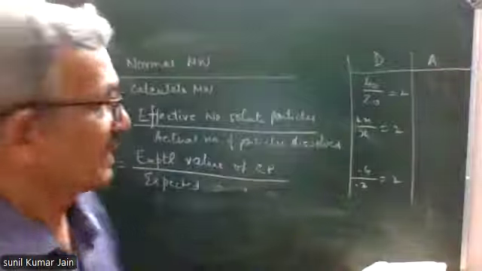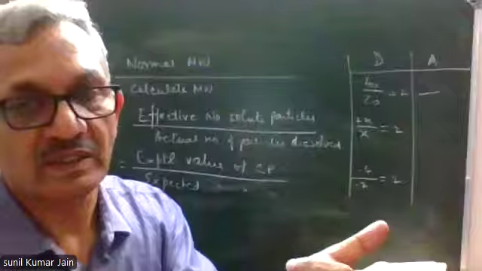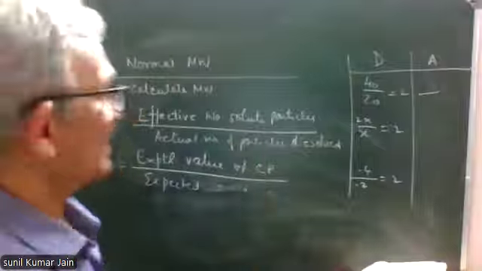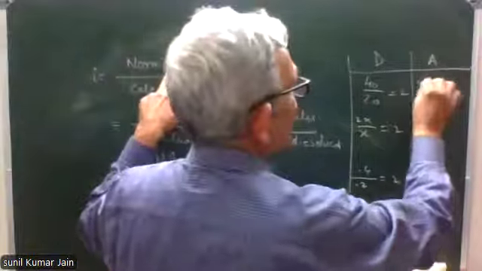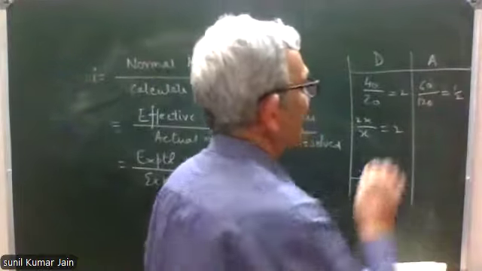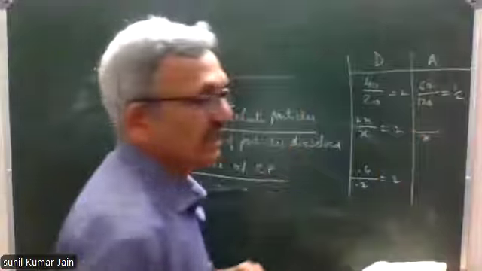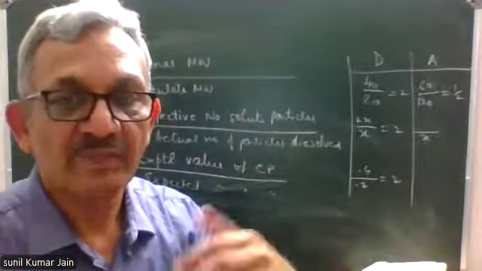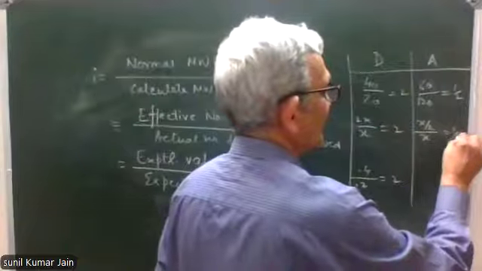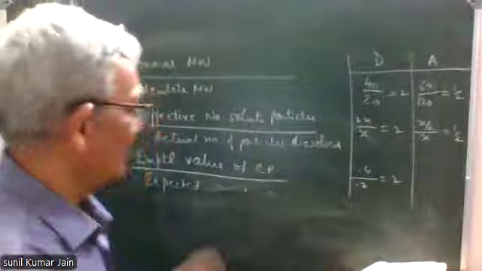Now, association. Which example did I take? Carboxylic acid dissolved in benzene. I'll take the example of acetic acid. The normal molecular weight of acetic acid is 60. It comes out to be double, that is 120. So the value will be 1 by 2. Effective number of solute particles: I dissolved x molecules of acetic acid, but those x molecules converted into x by 2 dimers. 100 molecules converted into 50 dimers. The value of i is again 1 by 2.